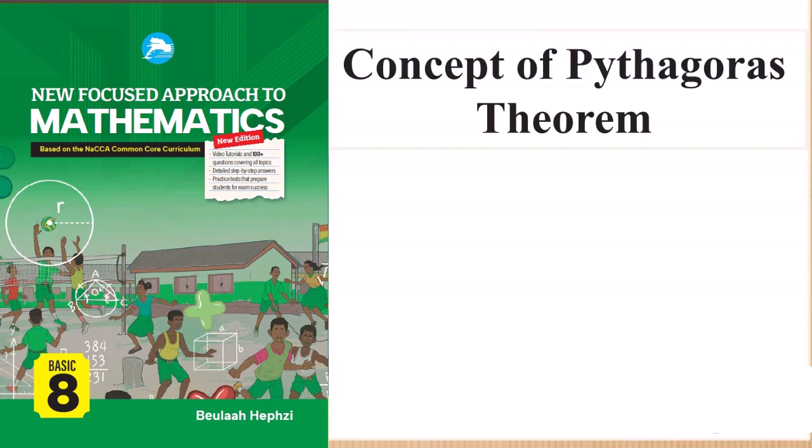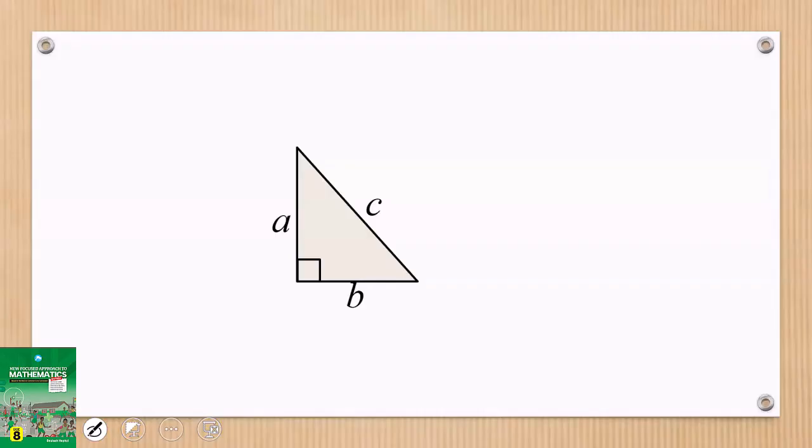In this video, we want to look at the concept of Pythagoras theorem. So let's understand what Pythagoras theorem is all about. The concept behind it is that anytime you have a right-angled triangle, that means any triangle having one of the interior angles being 90 degrees. That makes it a right angle triangle.